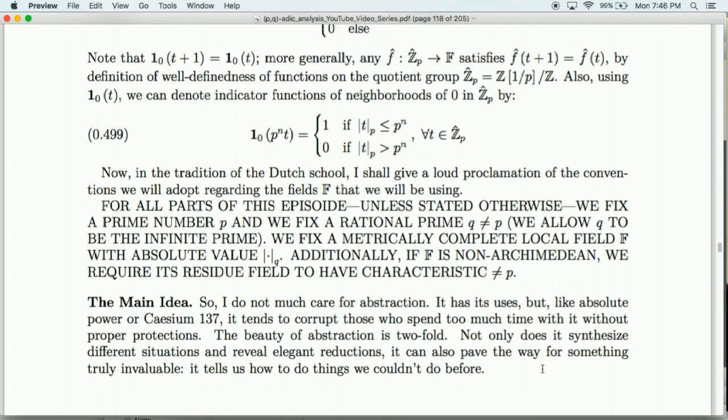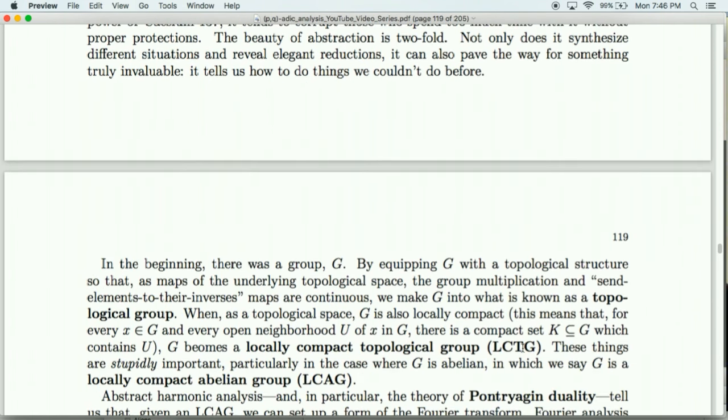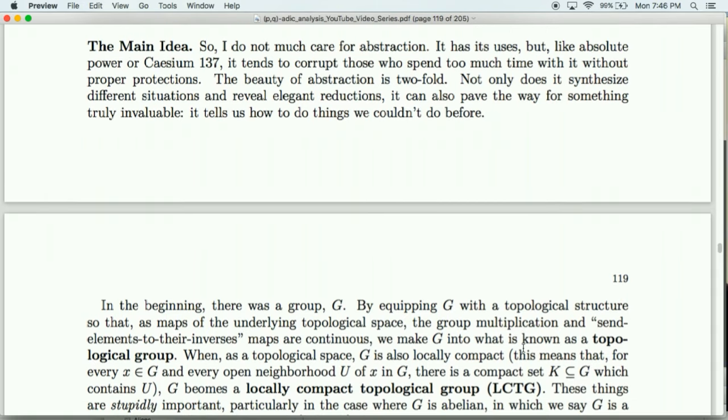When I teach people things, I want them to be able to go off and explore it on their own with what I gave them, rather than have to consult someone else to get filled in on all the facts that I didn't care to tell them. So here what I'm going to do is give a very nice description of the mostly modern take on abstract harmonic analysis.